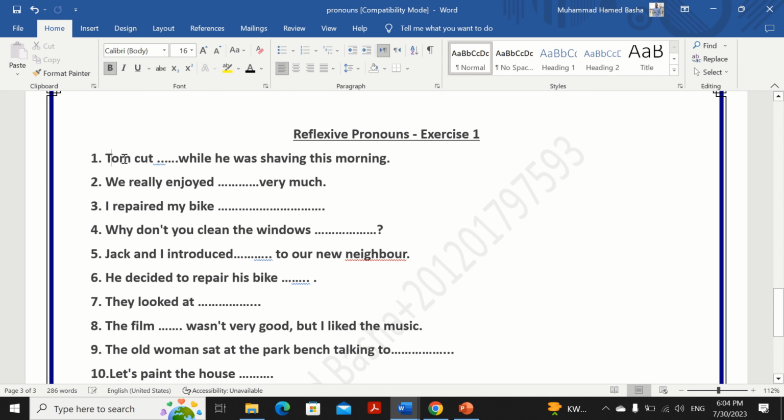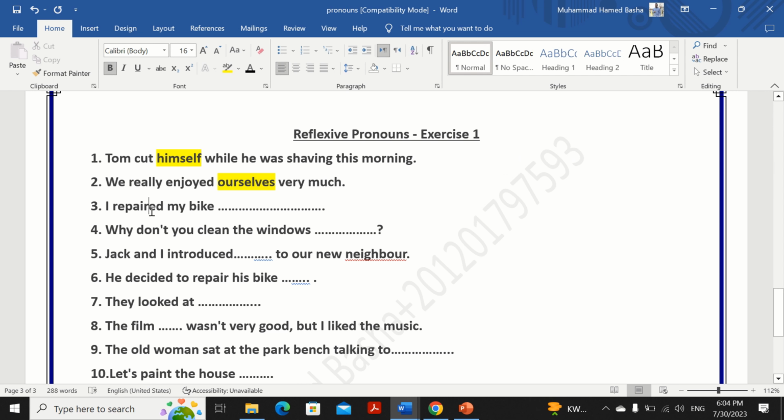Okay, let's answer some questions about reflexive pronouns. Exercise 1. Tom cut while he was shaving this morning. Tom is singular, like he, so: Tom cut himself. Excellent. We really enjoyed very much. We turns into ourselves. Ourselves is the correct answer here.